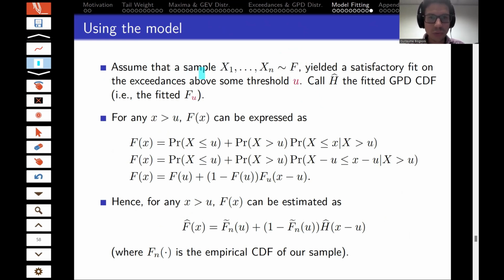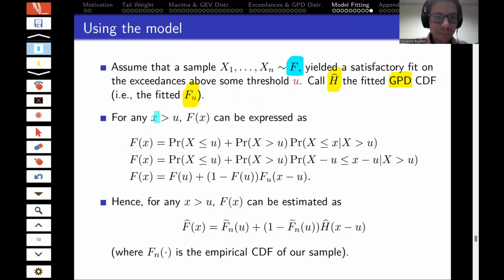What do I mean by that? Well, let's just review the slide. If you have a sample that comes from F, and assume you've done your work, you've picked a U, you've done some goodness of fit tests, and it seems that the U is reasonable. So you're satisfied with the fit. Now, call H hat, just to mean this is the fitted distribution to exceedances, meaning the GPD that you fitted to your exceedance data. So this is the fitted model for F little u. But you can express your F as a function of this F little u for any high threshold or high X.